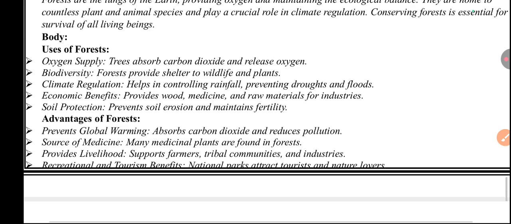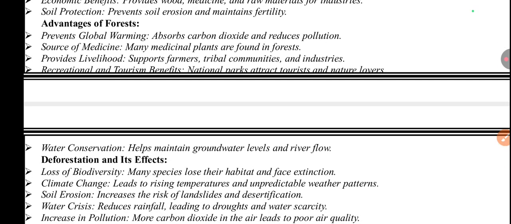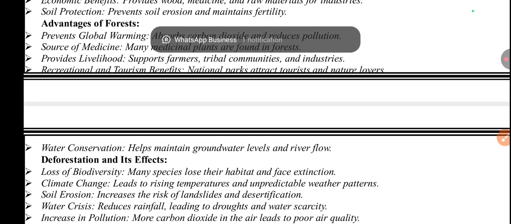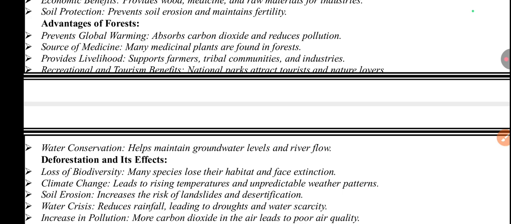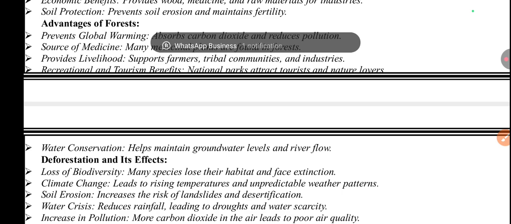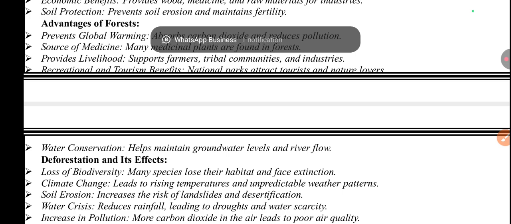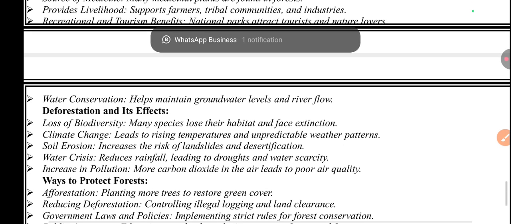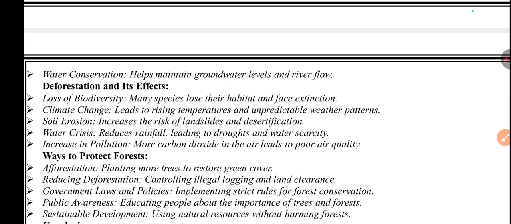Advantages of forests: prevents global warming, absorbs carbon dioxide, and reduces pollution. Source of medicine: many medicinal plants are found in forests. Provides livelihood: supports farmers, tribal communities, and industries. Recreational and tourism benefits: national parks attract tourists and nature lovers. Water conservation: helps maintain groundwater level and river flow.